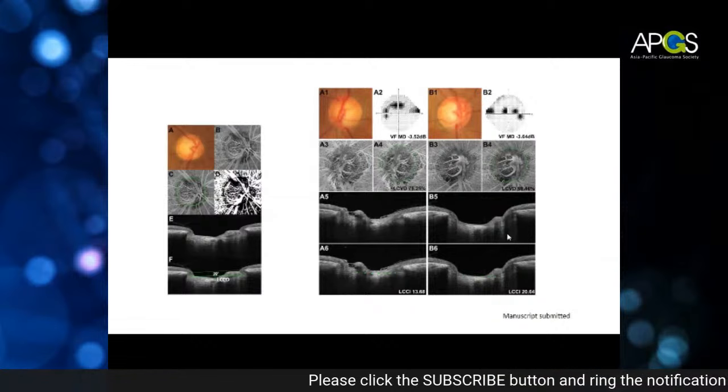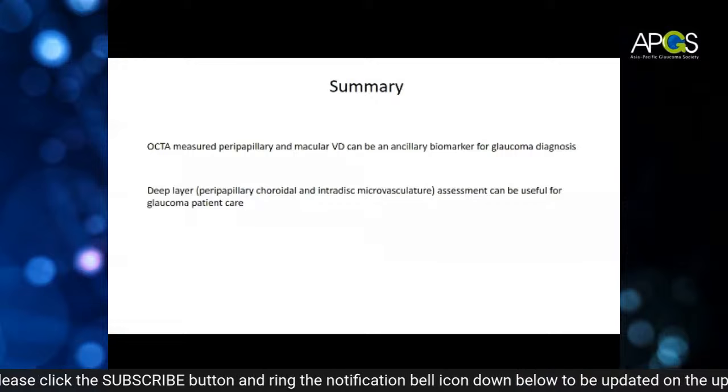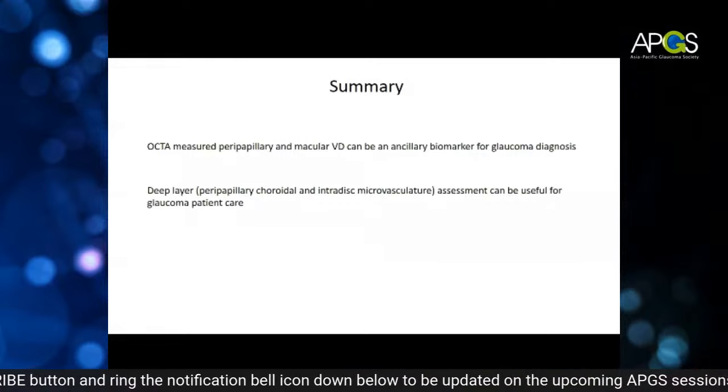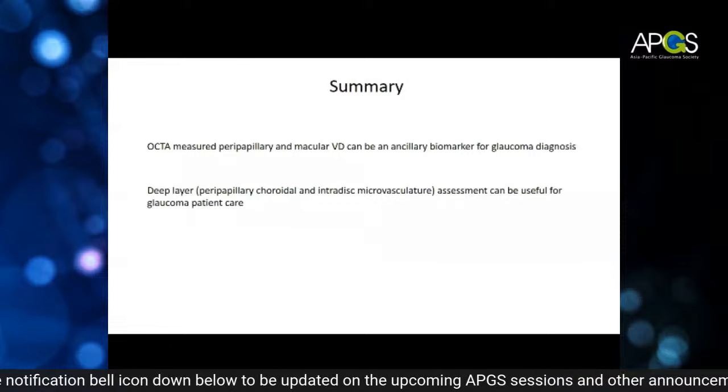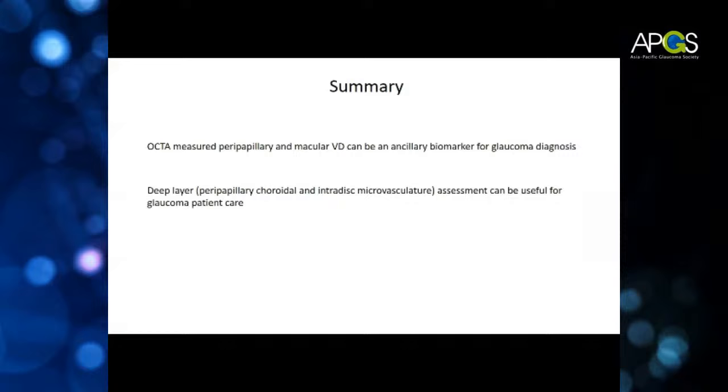So in summary, OCTA-measured peripapillary and macular vessel density can be an ancillary biomarker for glaucoma diagnosis, which may complement conventional structural and functional assessment. And deep layer, peripapillary choroidal and intradisc microvasculature assessment is currently providing interesting findings which can help to explore glaucoma pathogenesis and also provide diagnostic clues, which are naturally useful for glaucoma patient care.